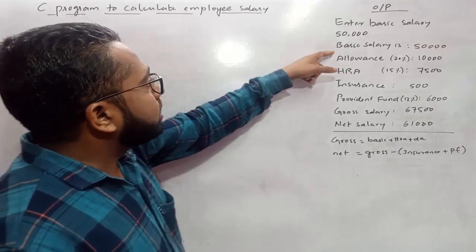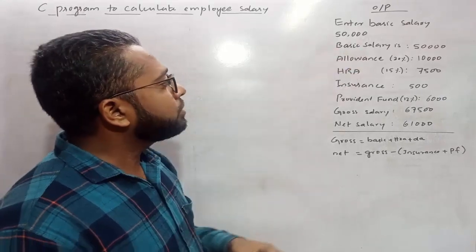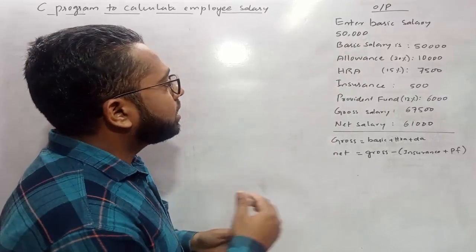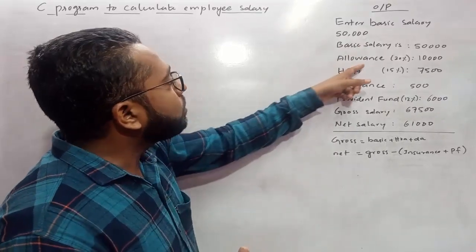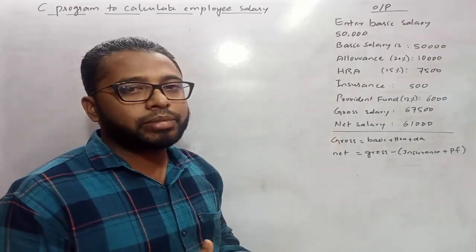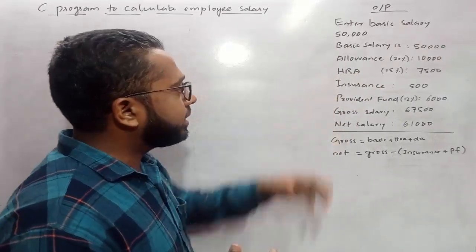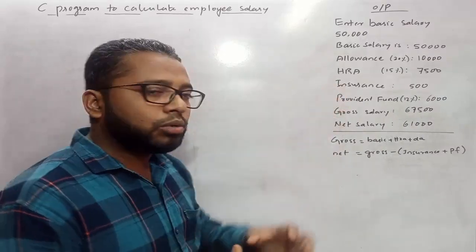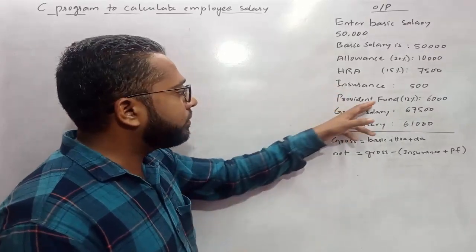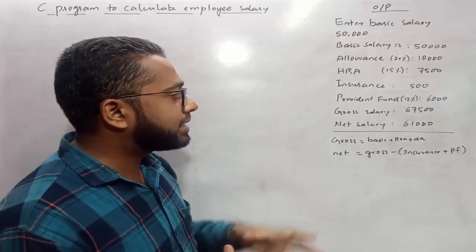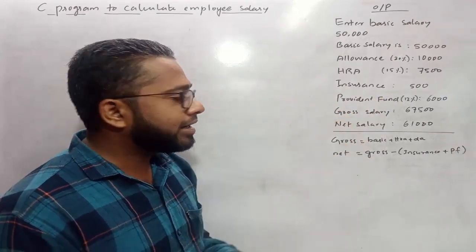Here it first gives you the details of basic salary, which is 50,000, and then it returns the allowance details, which get calculated based on 20% of basic salary, and HRA gets calculated based on 15% of the basic salary. The insurance amount will be a fixed 500, and the provident fund will be calculated based on 12% of basic salary. Then gross salary gets calculated.